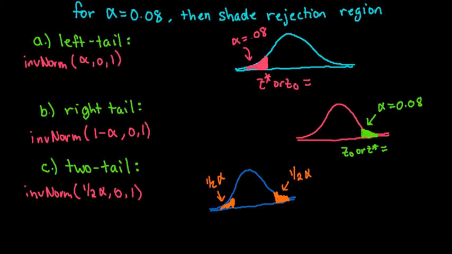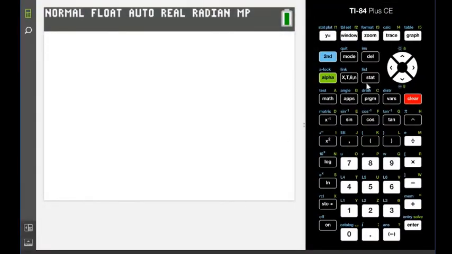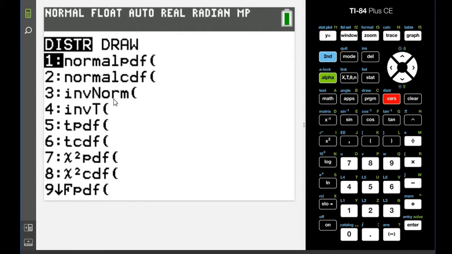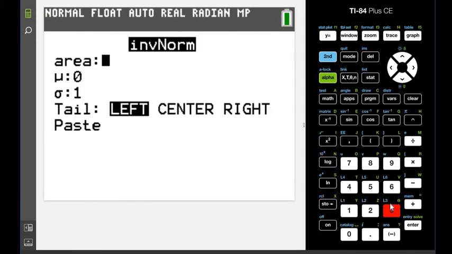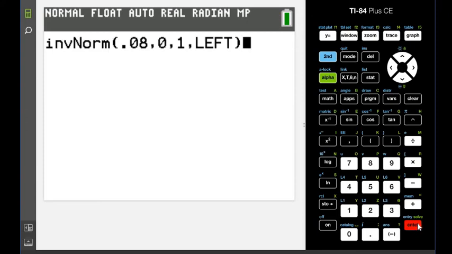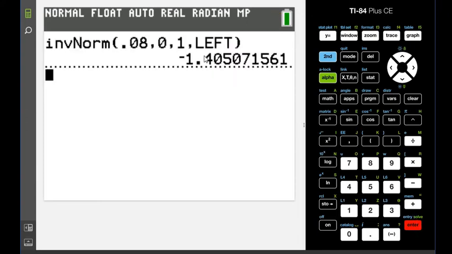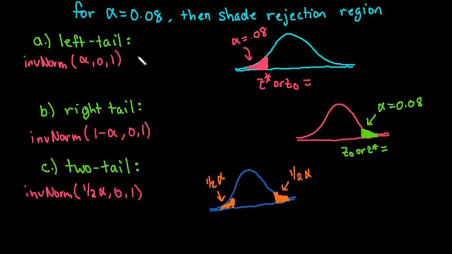So starting with the left tail, I'm going to open up my calculator, and remember, to get to our distributions you would go second distribution, and we would choose option 3, the inverse norm. And our area, remember, our alpha was 0.08, and then we just simply go down here and hit enter. I'm ignoring the left, center, and right because most people don't have that. If you have that, you can change it, but with this, I'm going to report it to 3 places, so this would be negative 1.405.